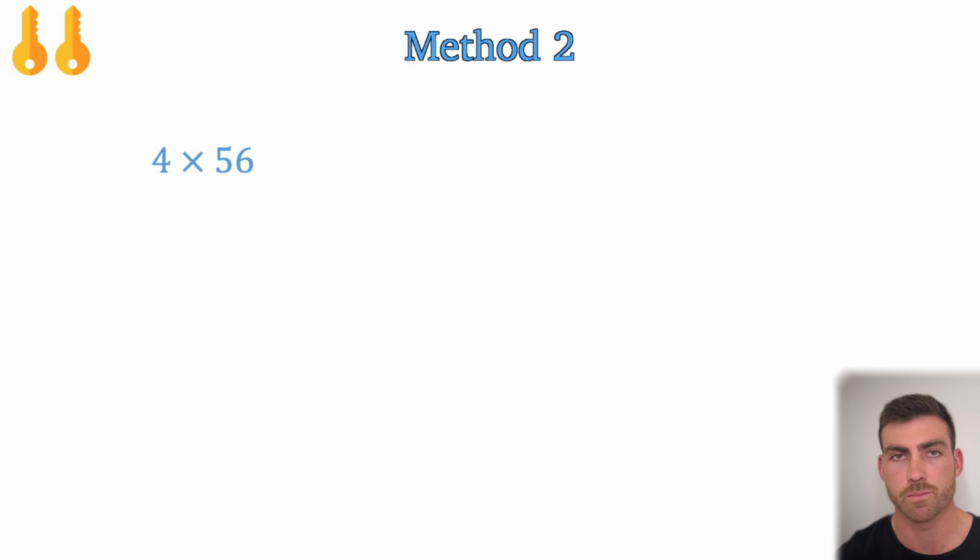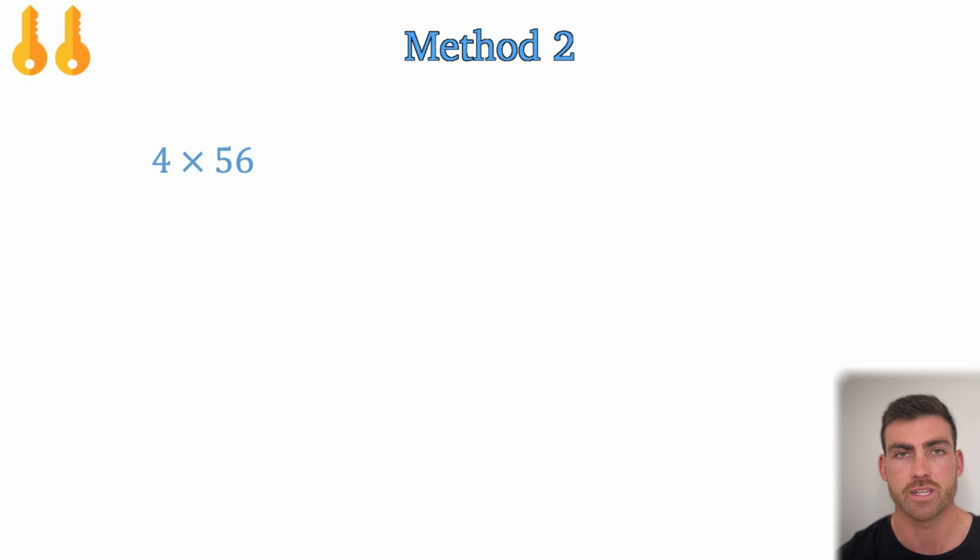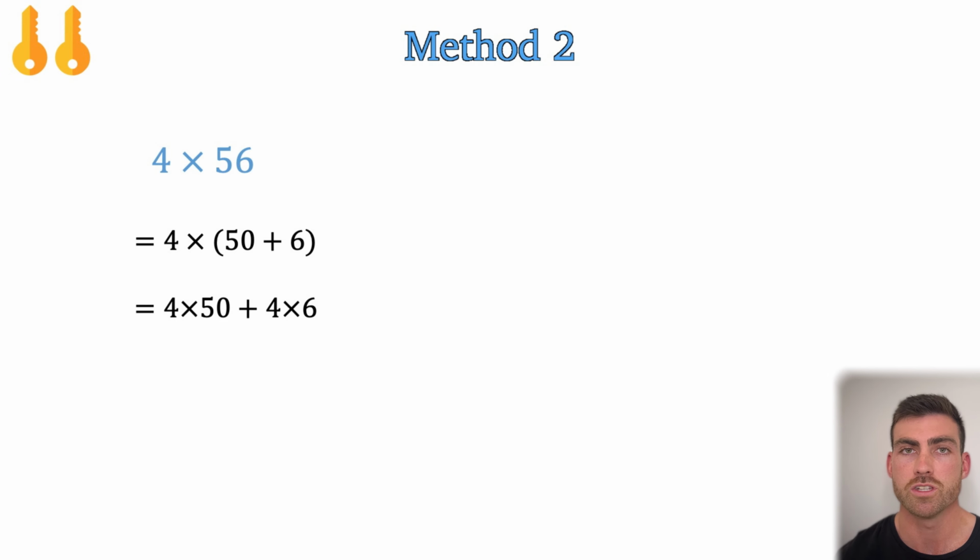Let's start with something simple with numbers and then see how it works for algebra. If I asked you what 4 times 56 is, what is a trick that can be used to answer this without a calculator? One trick is breaking up the second term. We could go 4 times the bracket of 50 plus 6. Then we could use the distributive property and multiply the 4 by the 50, then multiply the 4 by the 6, which is 200 plus 24, equaling 224.